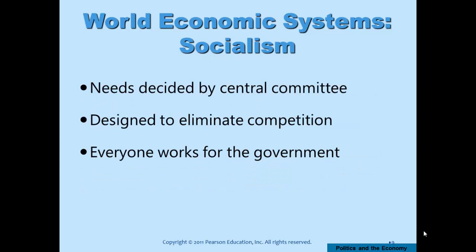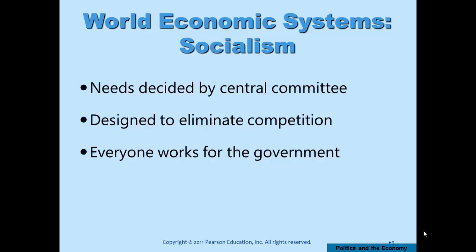Whereas socialism, there has to be a central committee that runs the socialistic economic system, and it really is designed to eliminate competition. Now capitalists will tell you that competition is a good thing because it spurs us on to develop new and better products and more efficient products and more inexpensive products and those kinds of things. Again, in a pure capitalistic state, perhaps that works.